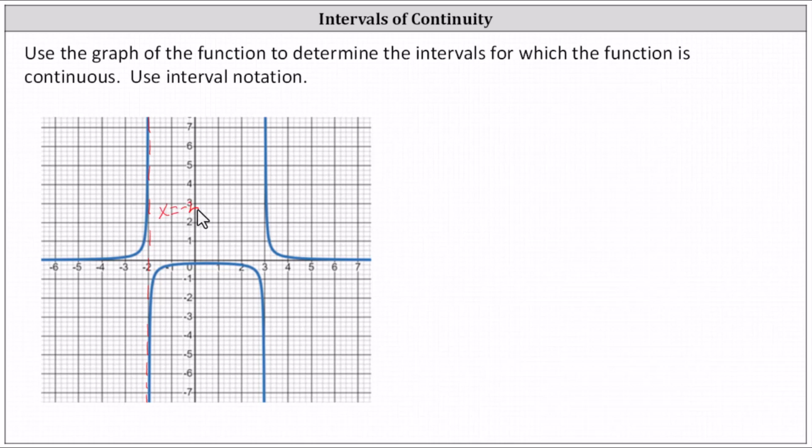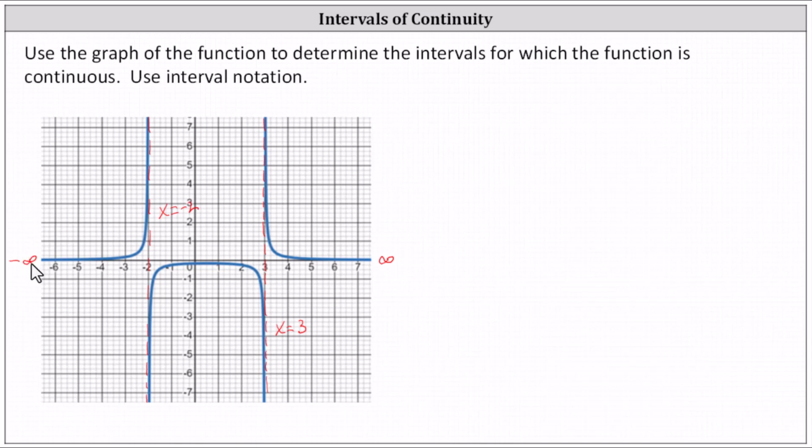We also have a vertical asymptote at x equals 3. Again, the graph approaches this vertical line but never crosses it. There are no other holes or breaks in the graph, and the graph continues left and right indefinitely. Recall along the x-axis, toward the right we approach positive infinity, to the left we approach negative infinity.